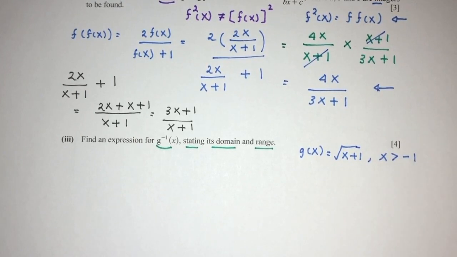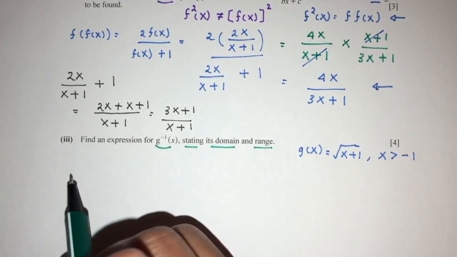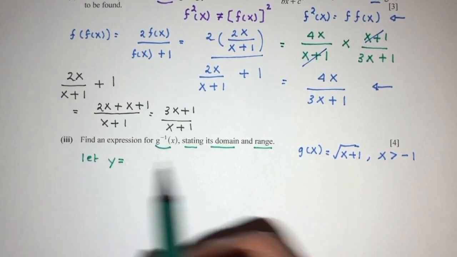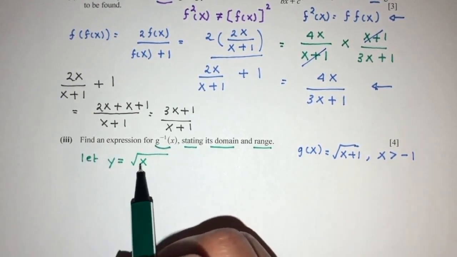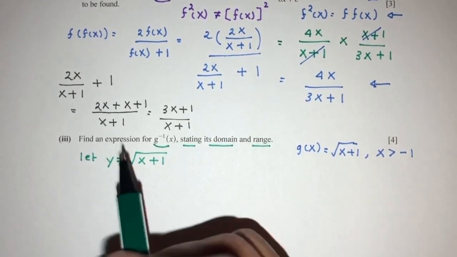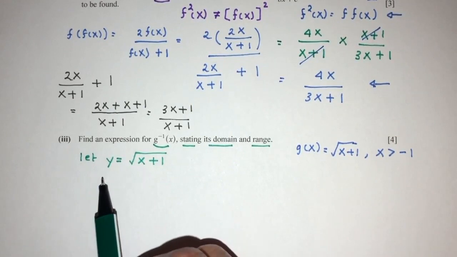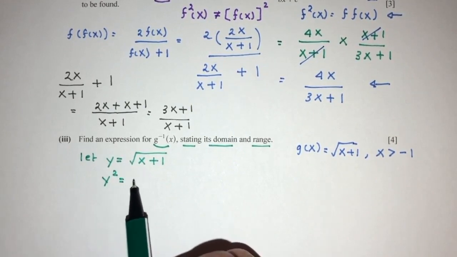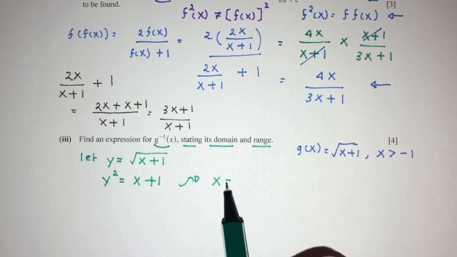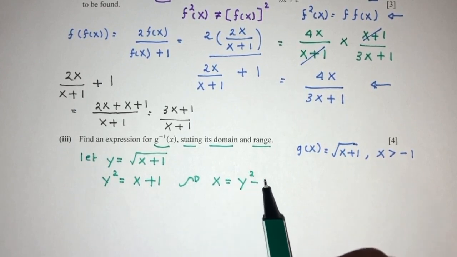That is g of x. Now, for g inverse, we first let y equal g of x. That will be this value. Now we have to make x the subject of the formula. First things first, we send this over here. You will have y squared equals x plus 1. So finally, x will be y squared minus 1.